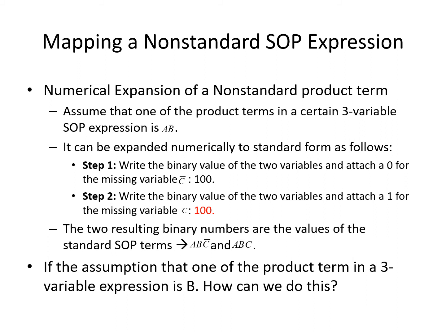Now, by numerical expansion of a non-standard product term, we can obtain its standard form. Assume that one of the product terms in a certain 3-variable SOP is A B bar. As it is 3 variable, a product term A B bar is not in standard form. So it can be expanded numerically to the standard form, as we know that C is missing. What we will do is we will have the term with C plus C bar. That results in two new terms, A B bar C bar and A B bar C. That is how you expand that to the standard form.